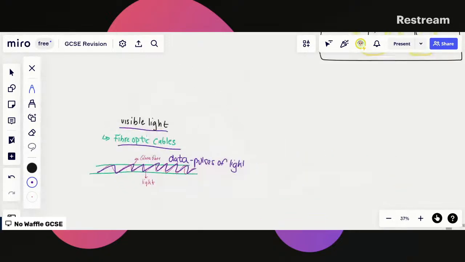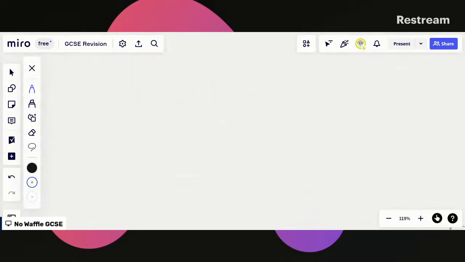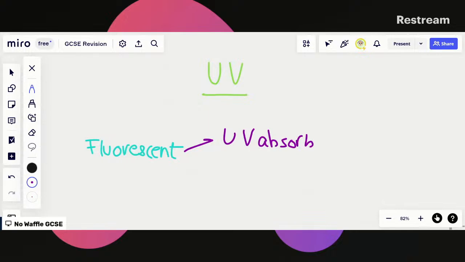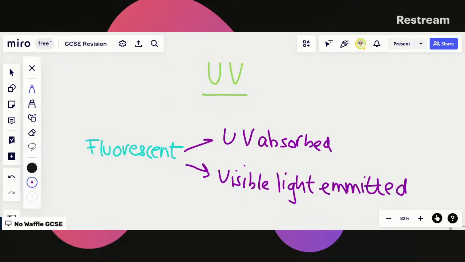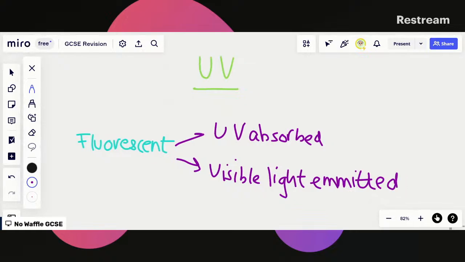Now let's talk about ultraviolet, UV. UV radiation is the thing that gives you a suntan. Fluorescence is a property of certain chemicals, where UV radiation is absorbed and then visible light is emitted. So when we're talking about an object being fluorescent, it normally involves a combination of both UV light and normal visible light. Ultraviolet is absorbed, and this then causes visible light to be emitted. So that's when we have the property of fluorescence.